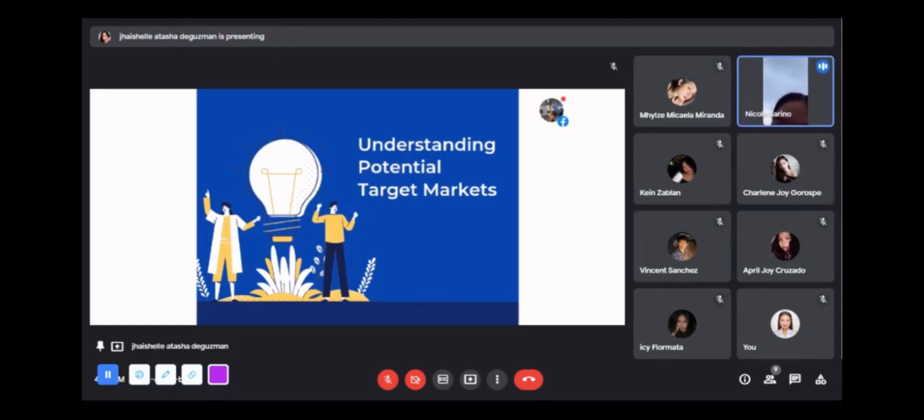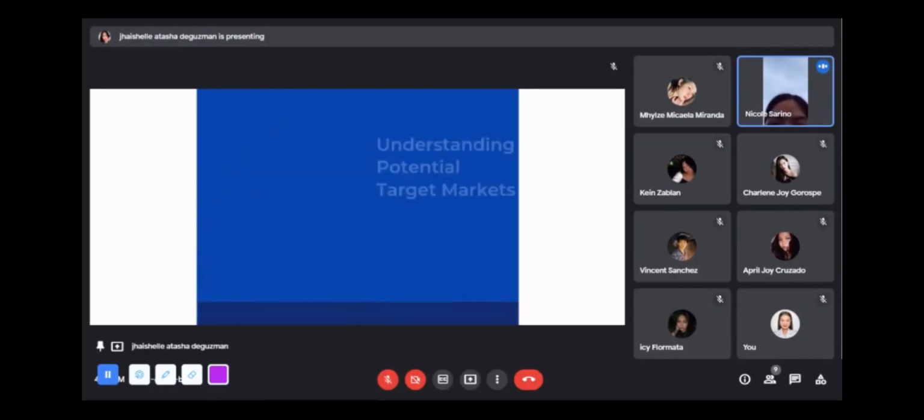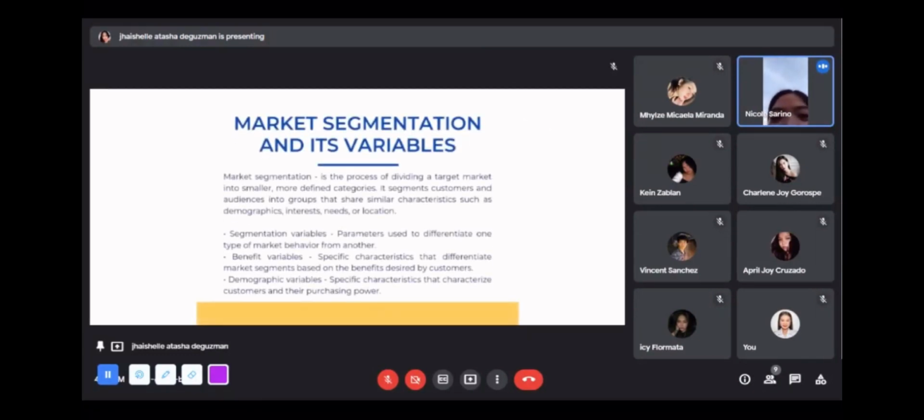Understanding potential target markets. Market segmentation and its variables. Market segmentation is the process of dividing a target market into smaller, more defined categories. It segments customers and audiences into groups that share similar characteristics such as demographics, interests, needs, or location.